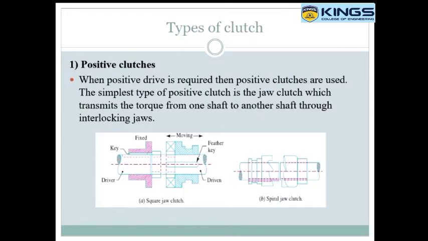In a positive clutch, the clutch is used to transmit the power. There is no slip. This is a permanent engaged clutch. There is a fixed jaw and another one is a moving jaw. The moving jaw moves inside the fixed jaw, then power is transmitted. So it is only a positive clutch. There is no slip. Another one is here. Instead of a square jaw, there is a spiral jaw, shown in the figure.